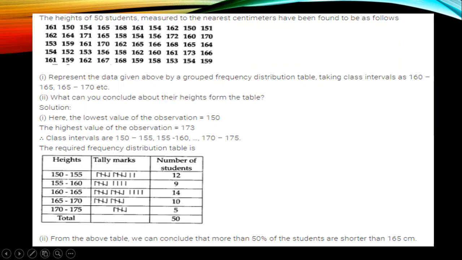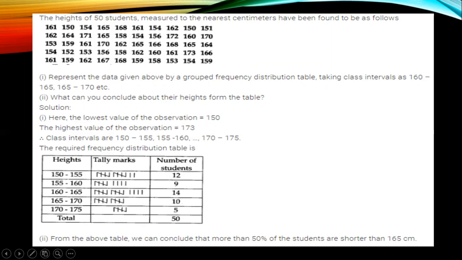Now, we'll proceed with the same thing. Get the highest value from the observation, that is 173. The lowest value from the observation, which is 150. And then let us decide which would be the first class interval. So we can start with 150 to 155.